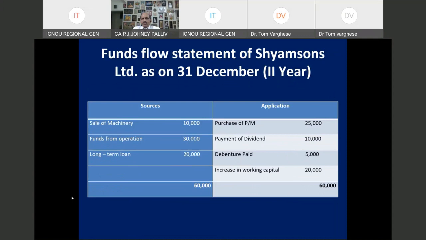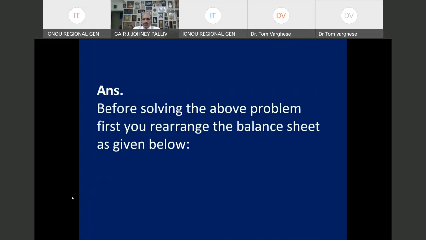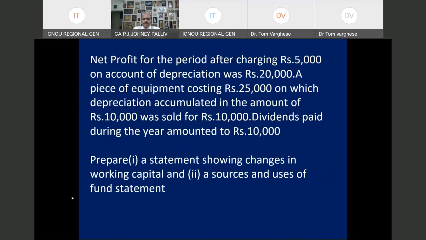That increase we are showing in the fund flow statement, 20,000. Therefore 25 plus 10 plus 5 plus 20 is equal to 60,000. Total sources is 60,000. Total application is 60,000. Therefore in the case of fund flow statement, the total sources must be equal to total application. Therefore, we have completed the answers to the questions. One, statement showing changes in working capital. Two, sources and uses of funds.